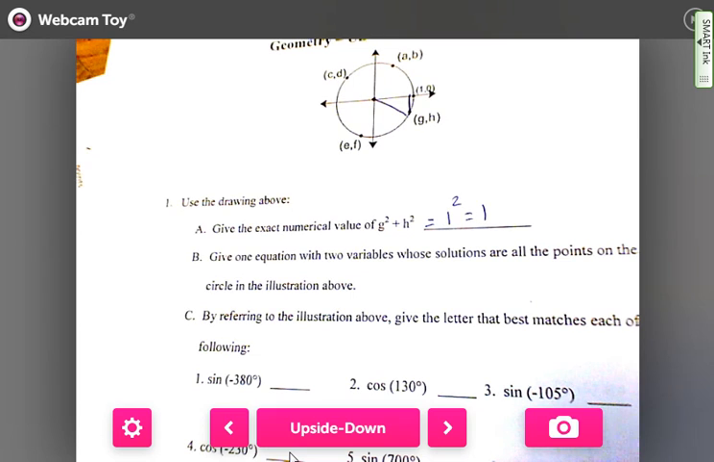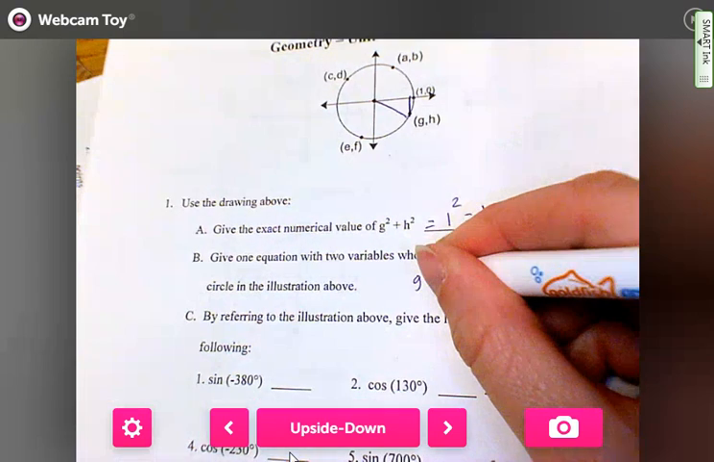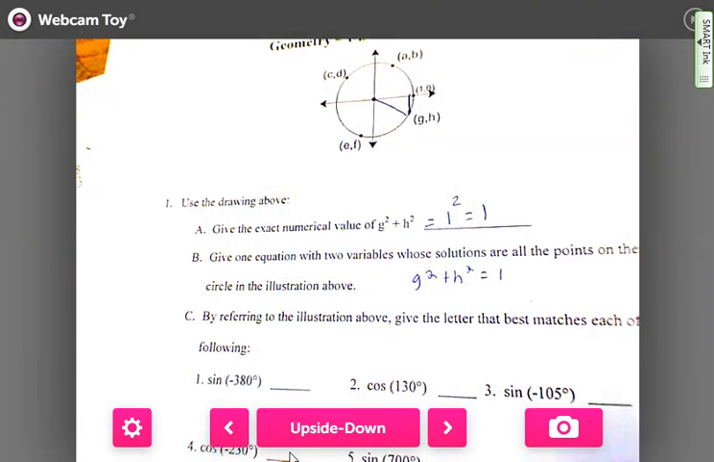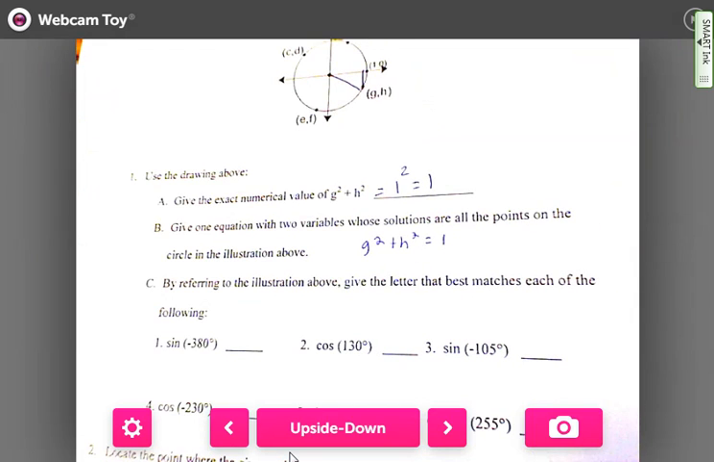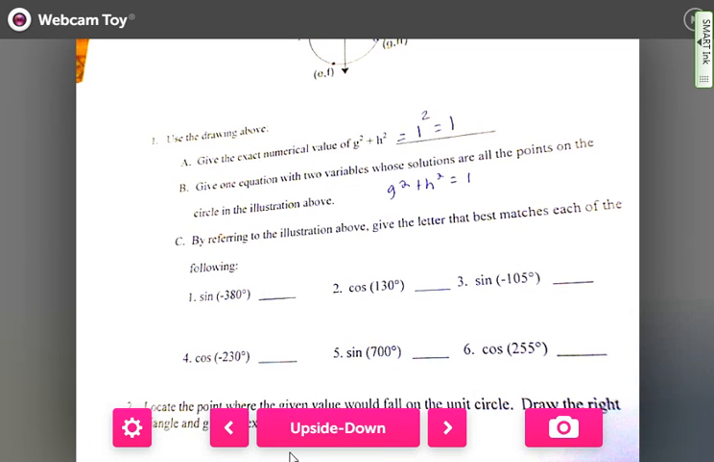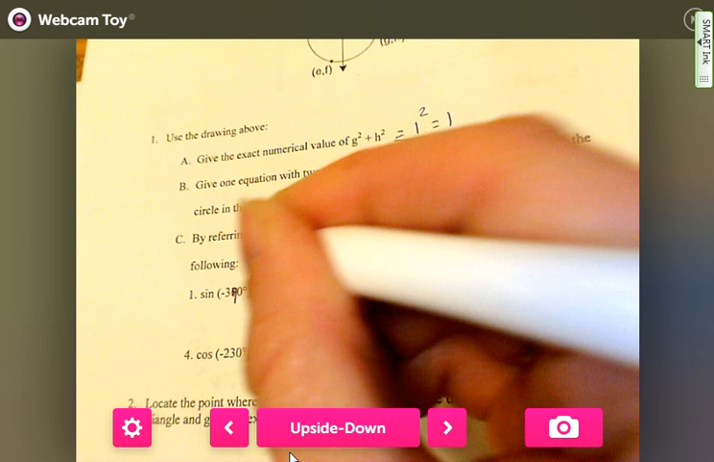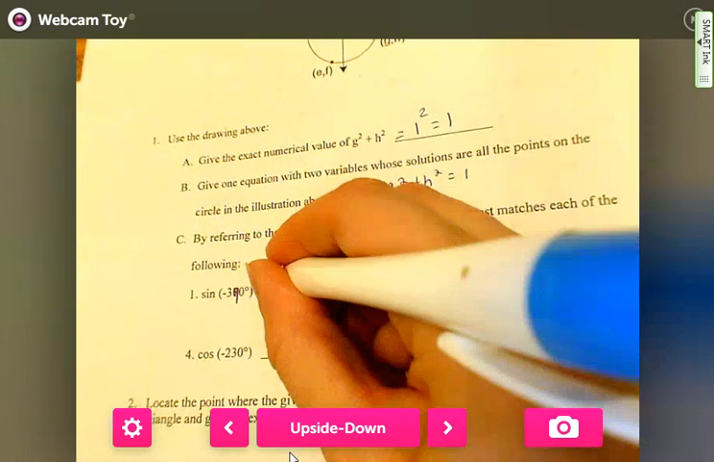Okay? Give one equation with two variables whose solutions are all points on the circle in the illustration above. That would just be g squared plus h squared equals 1. That's your answer. Okay? All right. So if we do, this shouldn't be negative 380. It should be negative 390. Sorry, there's a typo. We will get negative 1.